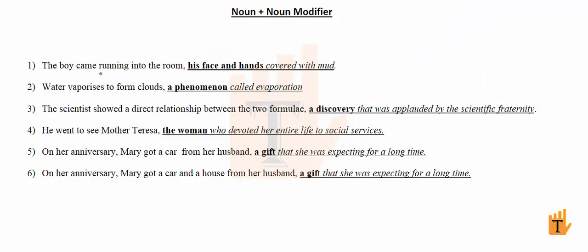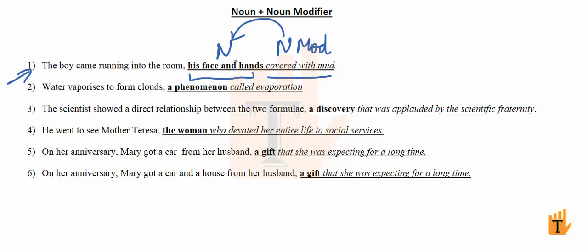So here is the example. First one: The boy came running into the room, his face and hands covered with the mud. So here we have the noun, and we have a modifier for this noun, which is the noun modifier. And this noun modifier modifies this noun. You can see that it says covered with mud. What is covered with mud? His face and hands, right?